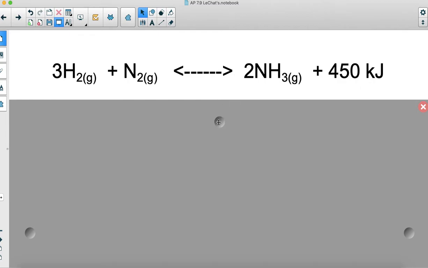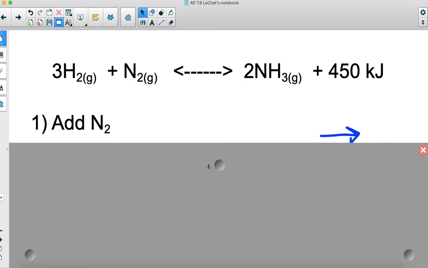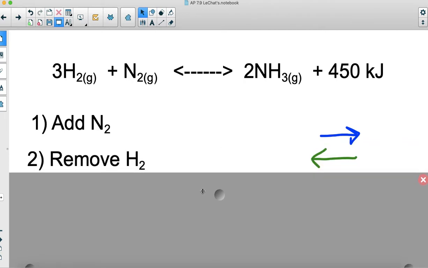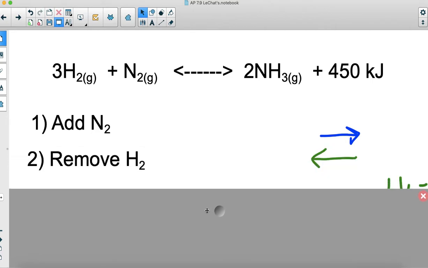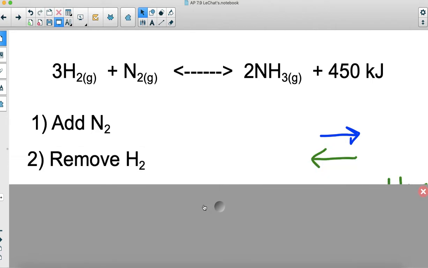Let's mess with it. Let's knock it out of equilibrium. First thing we're going to do is we're going to add nitrogen. If we add nitrogen, nitrogen here is a product. Okay, I'll let you think about that. And we'll also remove hydrogen. All right, how is it going to respond to these two stimuli?